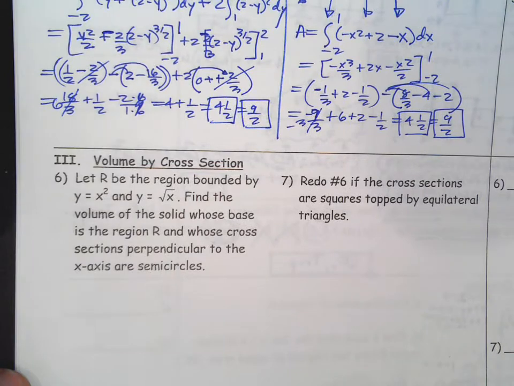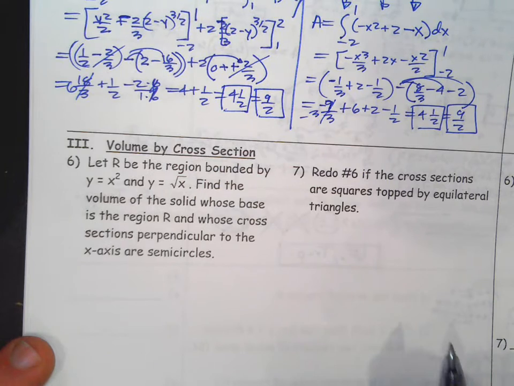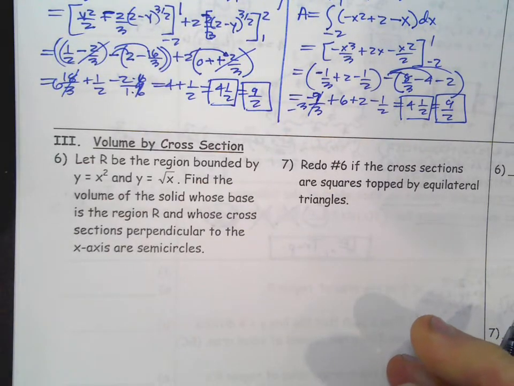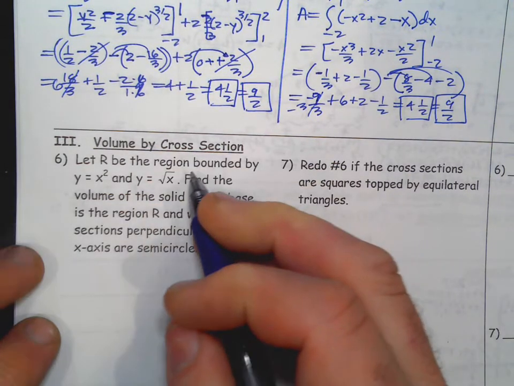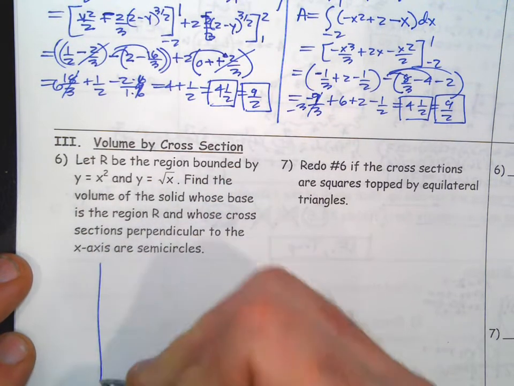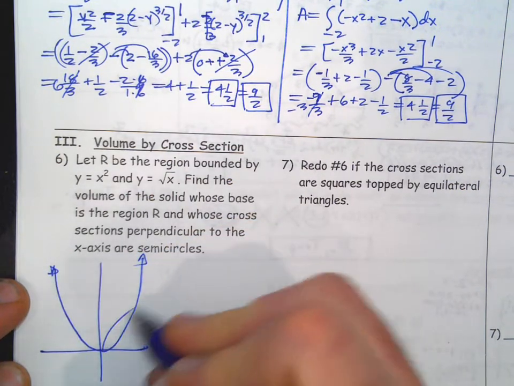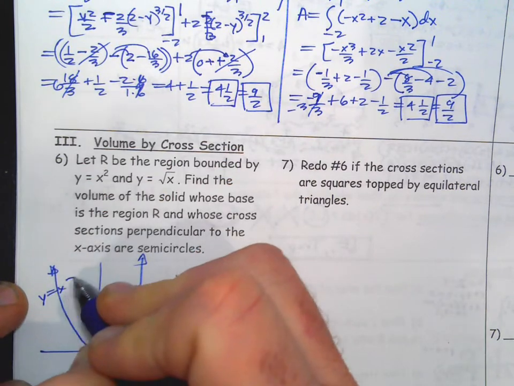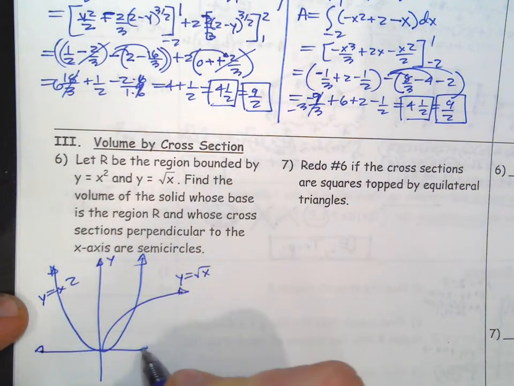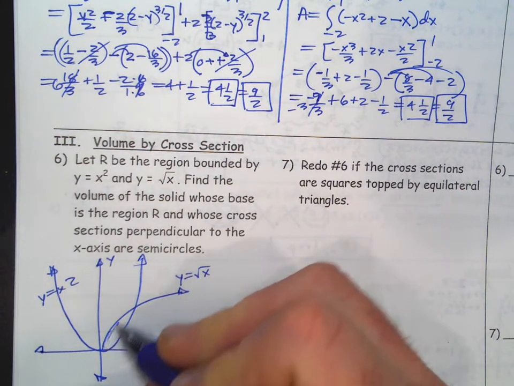Okay, number 6, volume by cross section. So I think volume by cross section problems will be on part 1. So graphing calculator will be allowed, but you guys should set up. So you're going to draw a picture. Parabola. Sideways parabola. Top. So it's a region enclosed by them. So I think it's this region right here.